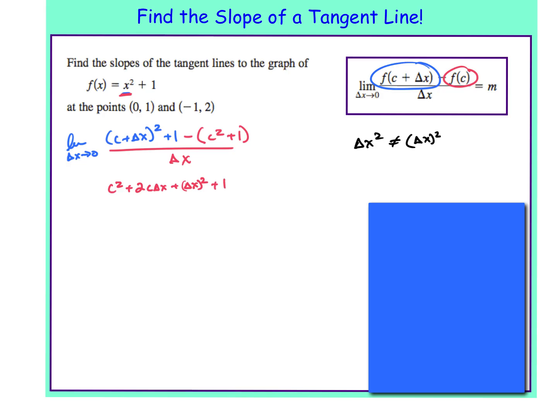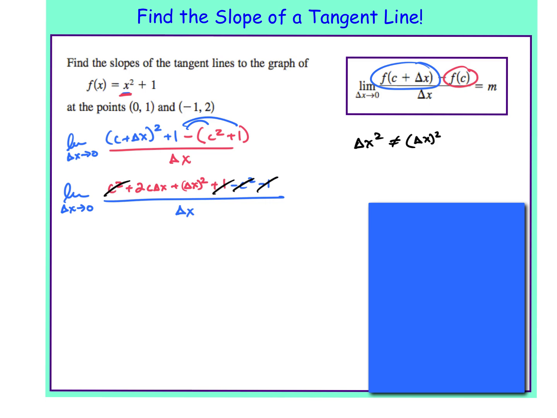And then what do I want to do with that little negative? Distribute it. So now I have minus c squared and then minus 1 all over delta x as my limit as delta x approaches 0. All right. Now lovely things are going to start happening. What lovely things happened? C squared's canceled. What else happened? My 1's canceled.